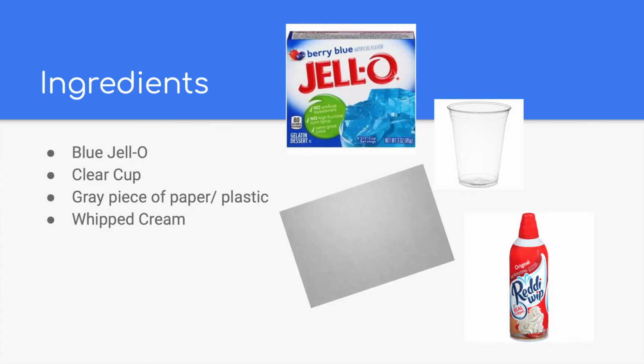So the ingredients you'll need, and you can find any of these at the dollar store. You may have some at home as well. You need blue jello, and you need blue specifically because it's supposed to look like water. You need a clear cup so you can see the blue jello. You'll need a gray piece of paper or a piece of plastic that you're able to cut. And you'll need whipped cream. So like I said, you may have some at home and you may not, but you can find any of these at the dollar store. I know I only had red jello, so I ran to the dollar store to get blue jello.